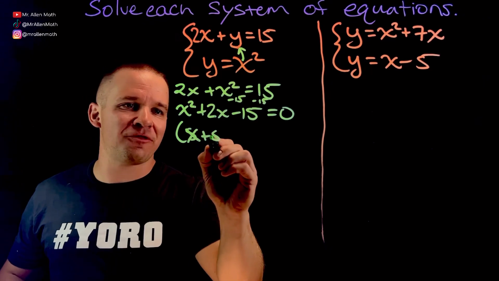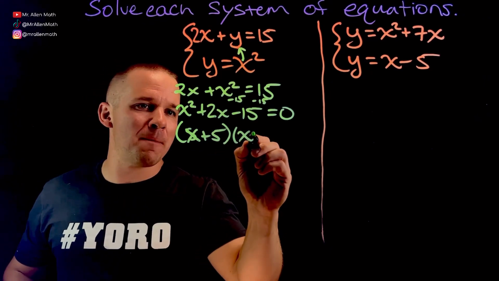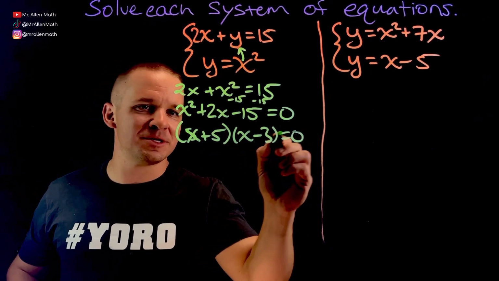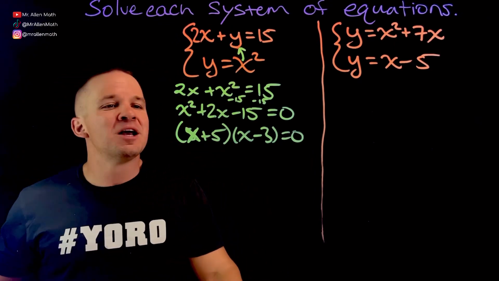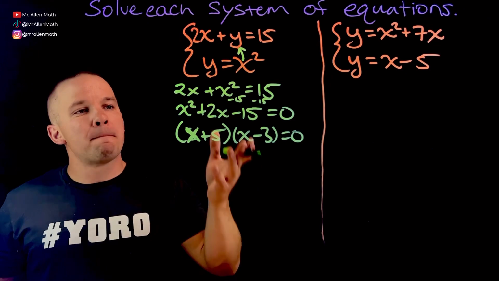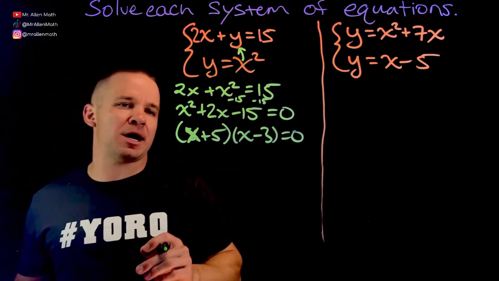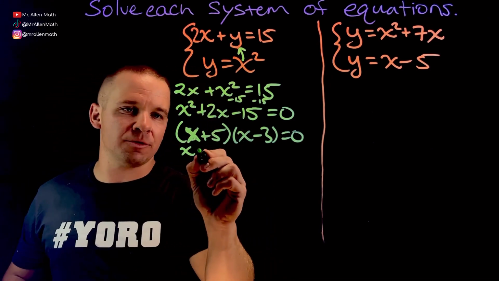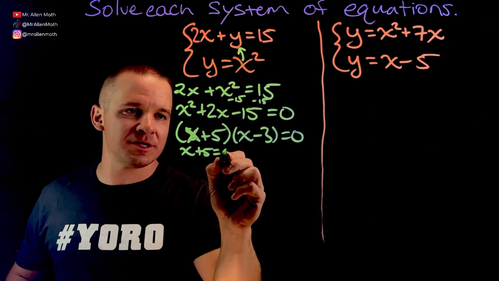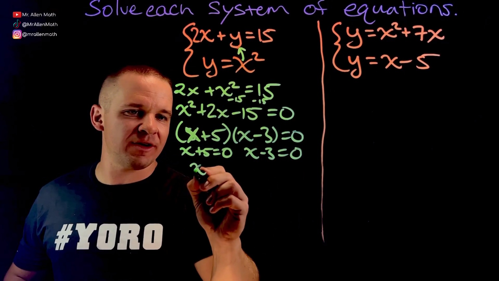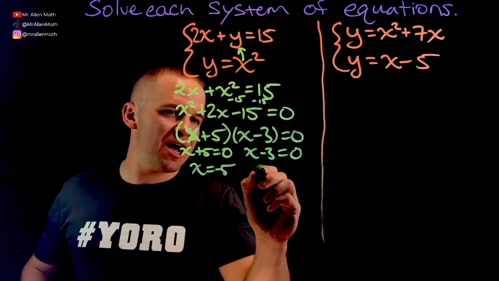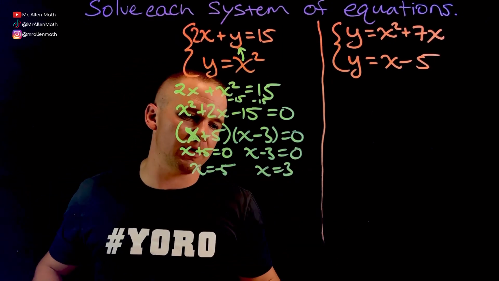X plus 5 and then x minus 3 equals 0. I almost wrote the 5 first. Well, I did start writing the 5 first. All right, there we go. So 5 and negative 3 multiplies to negative 15, adds to positive 2. Now I can set these two equal to 0. X plus 5 equals 0, and x minus 3 equals 0. So if I subtract 5, I get x equals negative 5. Add 3, I get x equals positive 3.